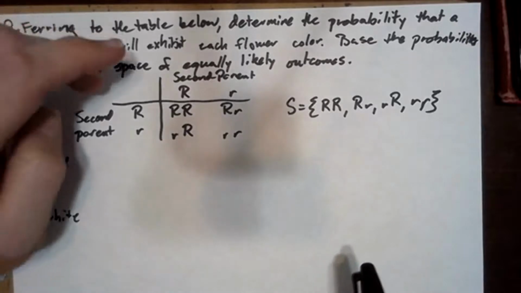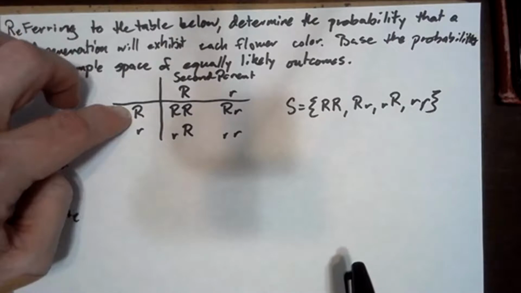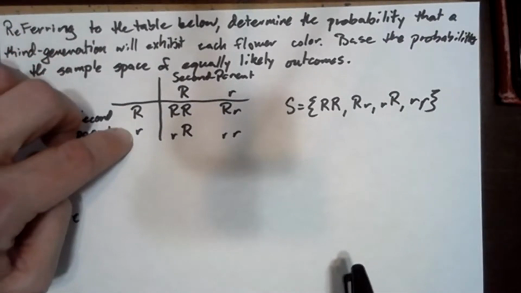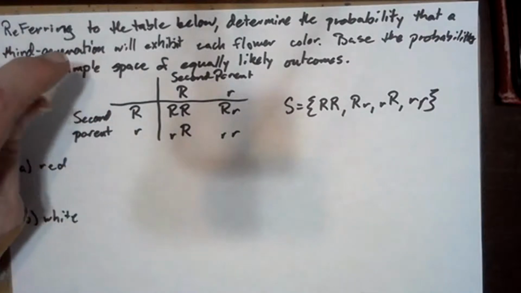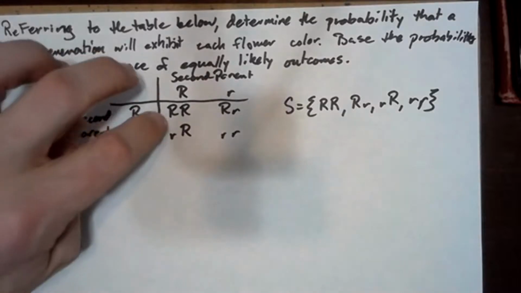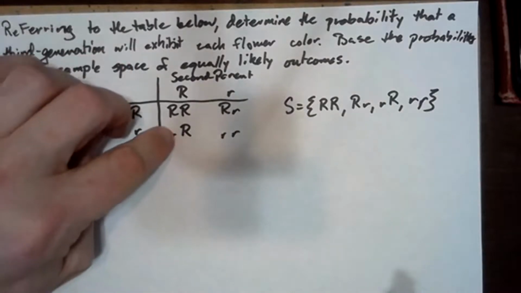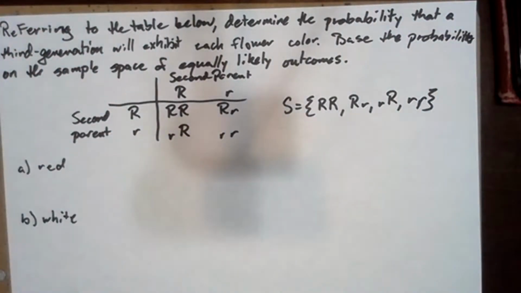We've got our first generation each had one dominant red trait, one dominant R and one recessive lowercase r. If we get any big R, then the flowers will be red. If we get 2 little r's, the flowers are white. So we need to figure out what we're likely to get from our third generation.